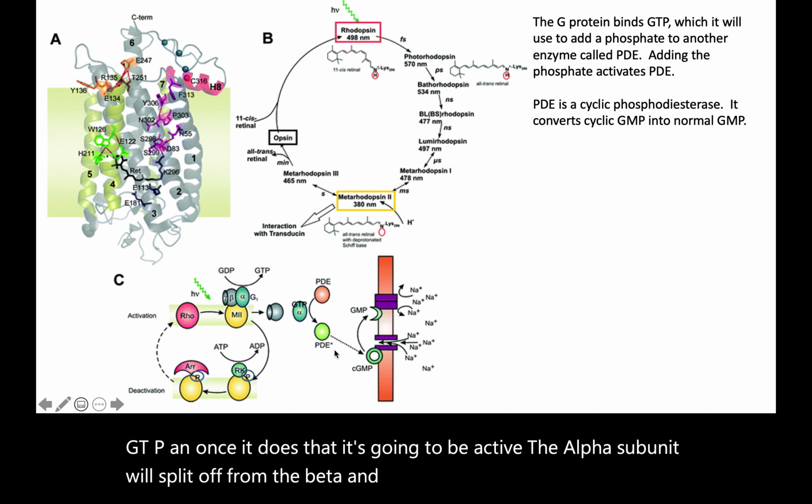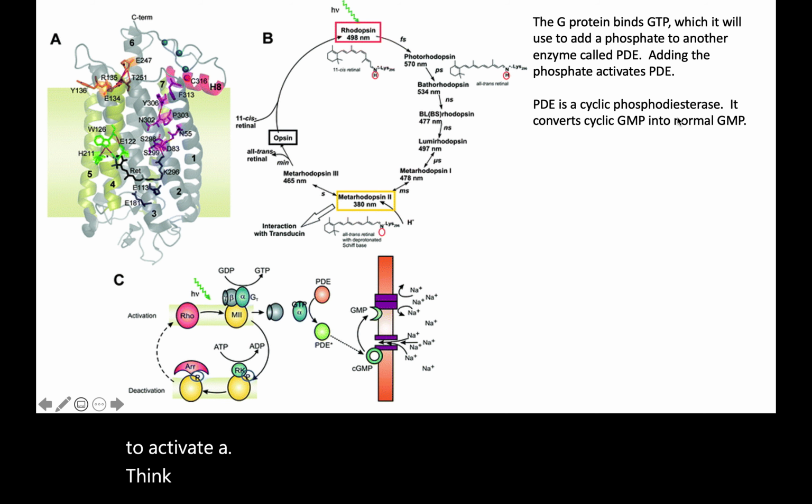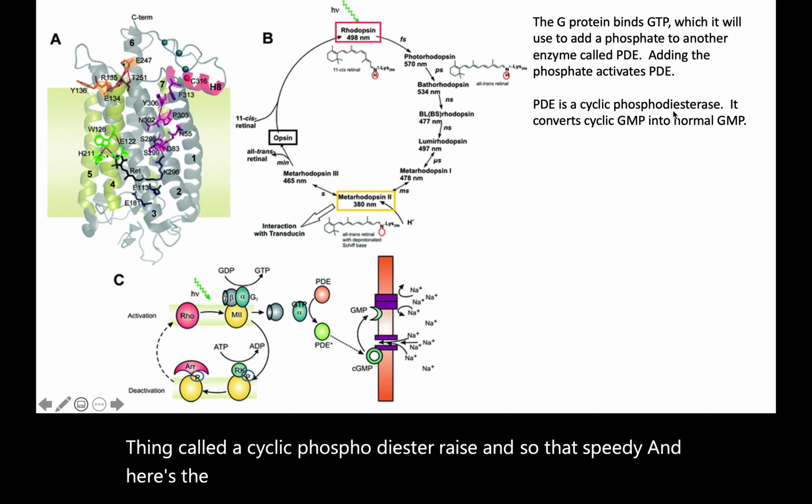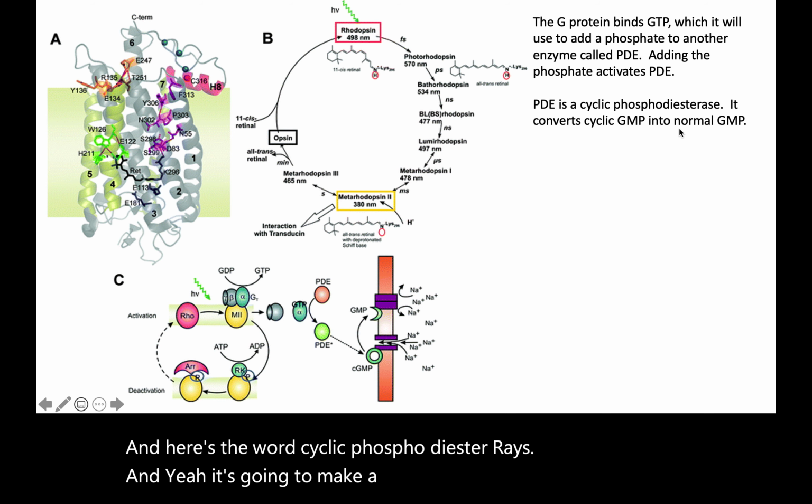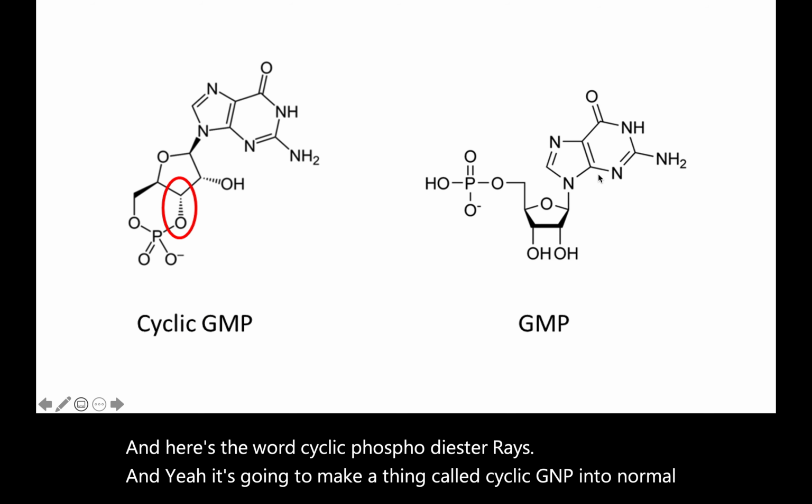And there we go. It's going to activate a thing called a cyclic phosphodiesterase. And so that's PDE. And here's the word, cyclic phosphodiesterase. And yeah, it's going to make a thing called cyclic GMP into normal GMP. So let's look at what that means.